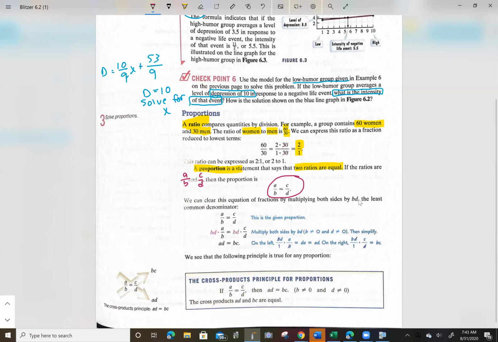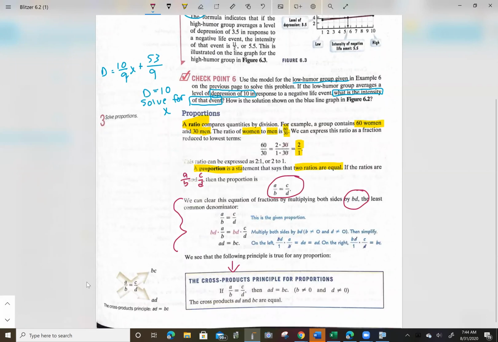We can clear this equation by multiplying both sides by B times D. So B times D are my denominators. If I multiply them together, I automatically get a multiple. So it is no different than what we were just doing to solve the last couple of examples. And then it does this with just letters, but we can skip that for now. Or it says you can just cross multiply using the cross products, okay? Because what they did right here was prove why cross multiplication works.